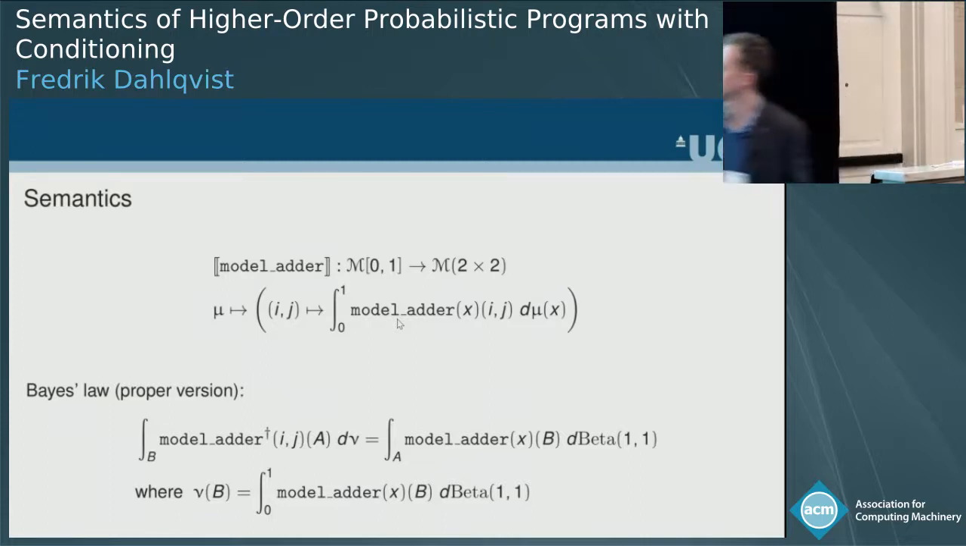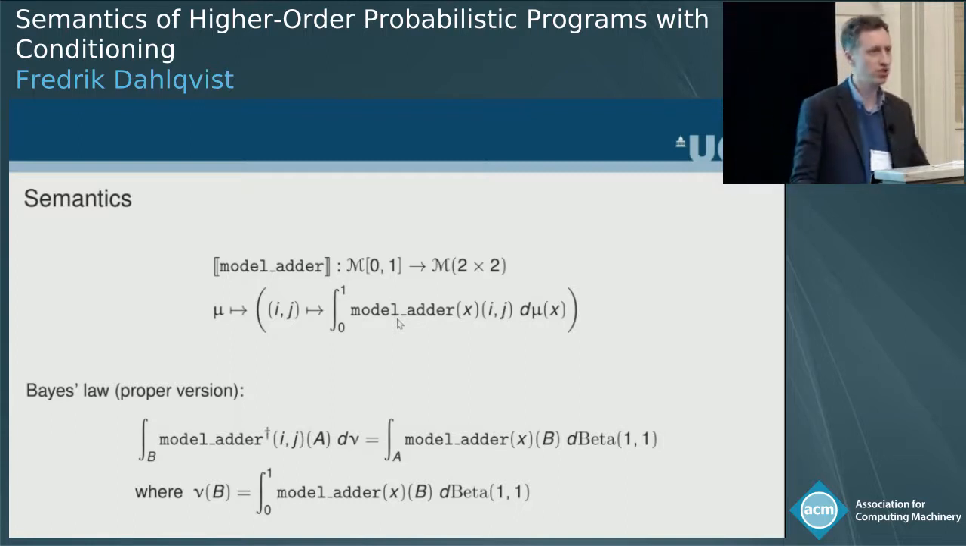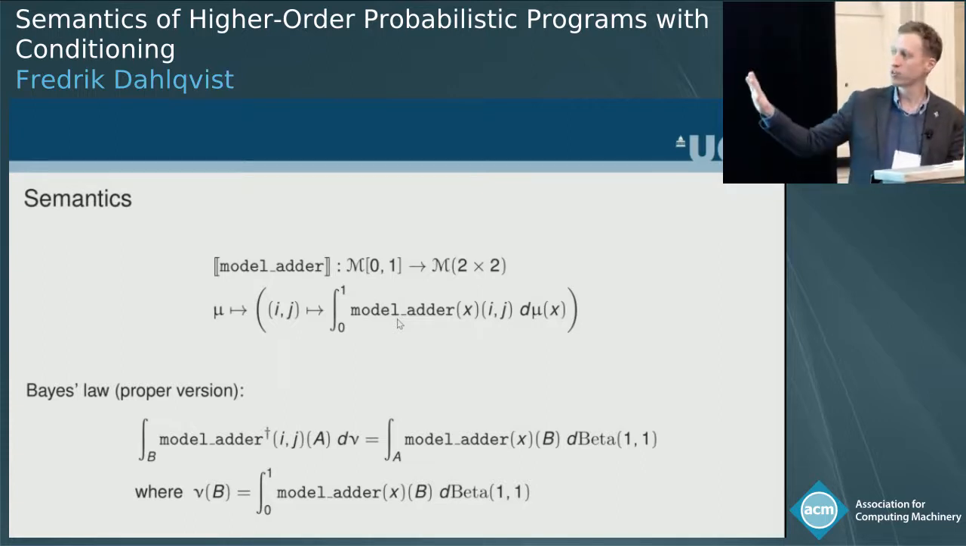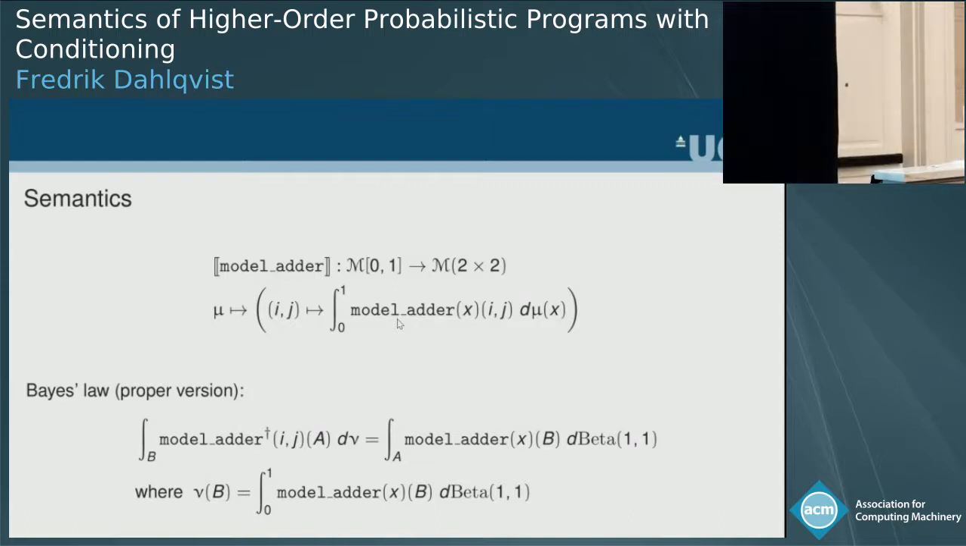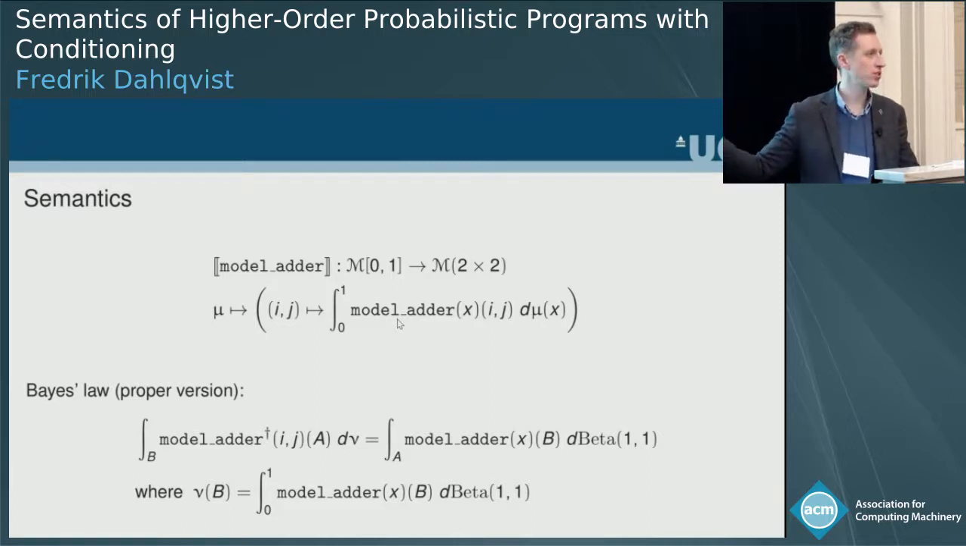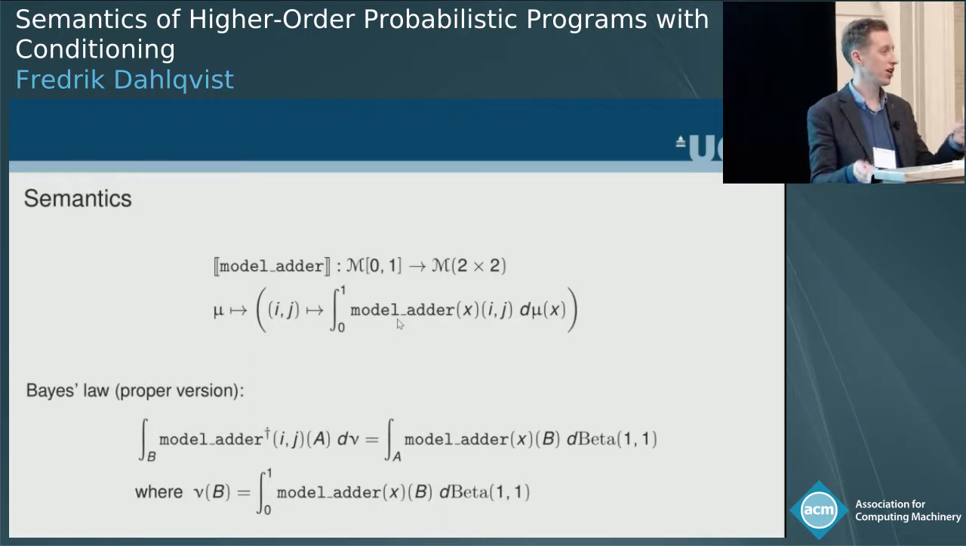Okay, and notice the interchange between these two. You could say there's a kind of duality going on between these two operators. But the model adder dagger is the gadget I'm looking for, okay? And in this formulation, I can compute it explicitly because the measure here has a finite support, and so I can just do the quotient as I would normally do. Okay, so this is how Bayes' law gives us a gadget that updates the parameters, okay?